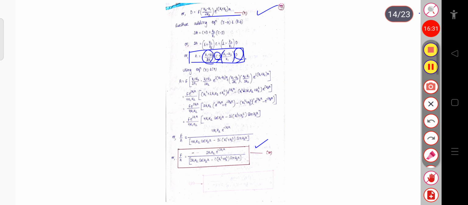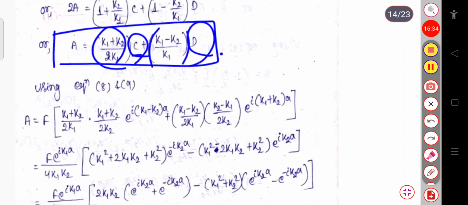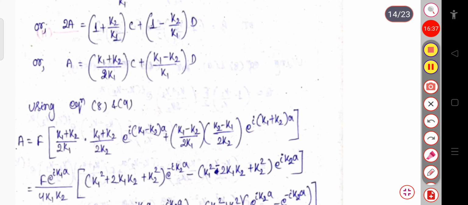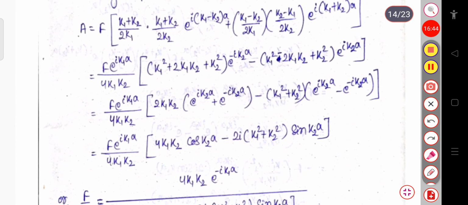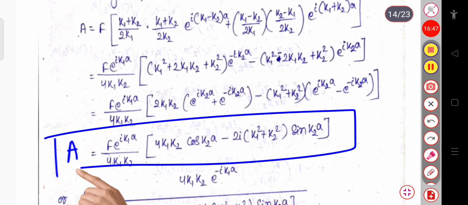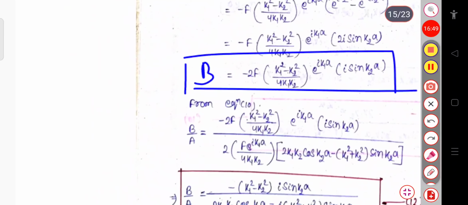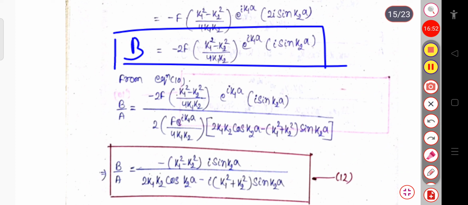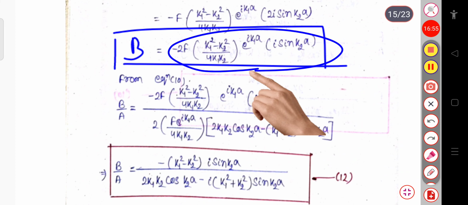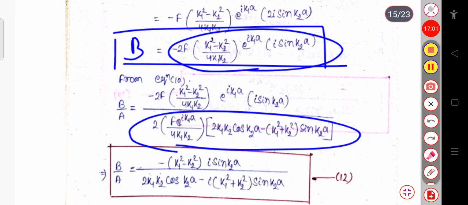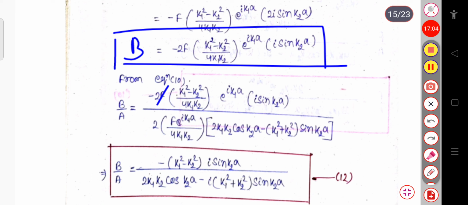And here we have calculated the value of A, that is in terms of F. You can see here, this is the value of A we have calculated. Now if you substitute these values, you can calculate B by A. So here B by A will be the value of B in terms of F, and the value of A in terms of F. If you divide these two, then F gets cancelled and the rest of the terms you can cancel. So finally you get B by A equal to this much. Okay. So here we have calculated F by A and also B by A.